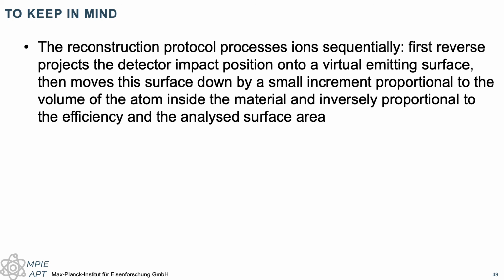This will conclude our 2 lectures on reconstruction. So some things to bear in mind. The reconstruction protocol processes ions sequentially. So first we reverse project the detector impact position onto a virtual emitting surface. Historically this was flat, now it's curved, so we actually reposition this onto a curved surface, and then we move this surface down just by a small increment that is proportional to the expected volume of an atom inside the material, and inversely proportional to the efficiency and the analyzed area.